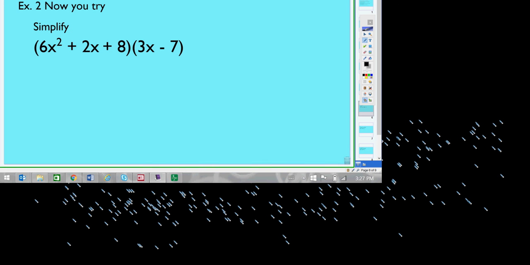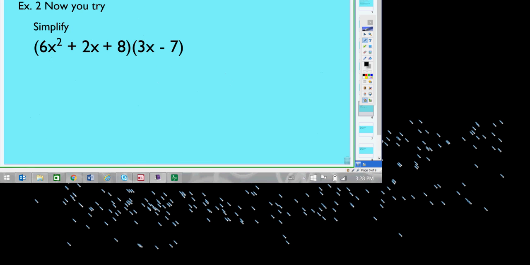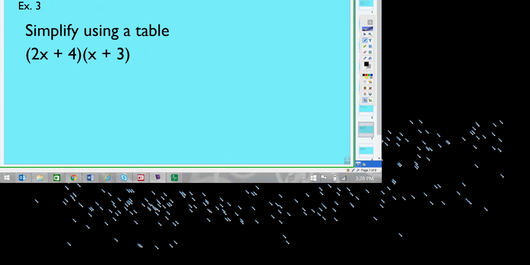All right. I believe I just did the exact same one as before, I think. So I'm not going to have a now you try for that. That's okay. I think you get the idea. And then lastly, I'm going to simplify using a table.